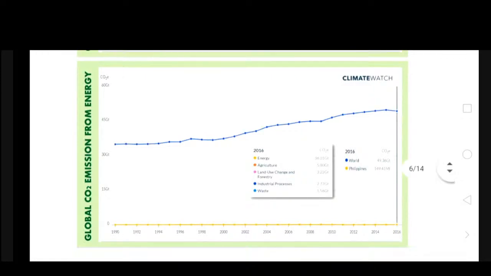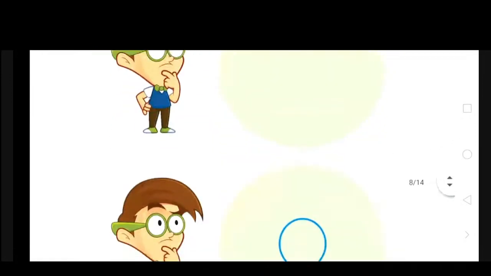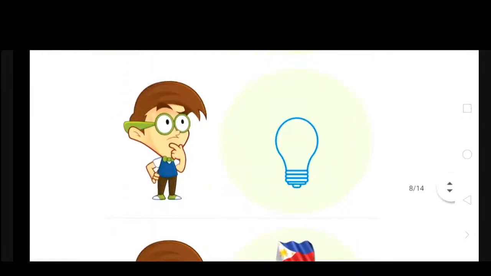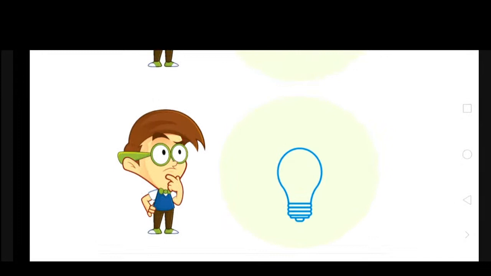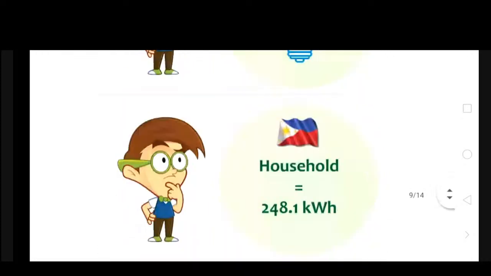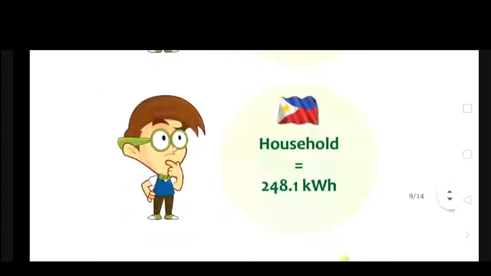You probably will be asking me, why am I sharing this data? Because I want you to have an idea of what is happening right now. As you can see, we have a continuous increase in our carbon emissions from the energy sector. So in the Philippines, this is the data: an average household is consuming around 248.1 kilowatt-hours of electricity.